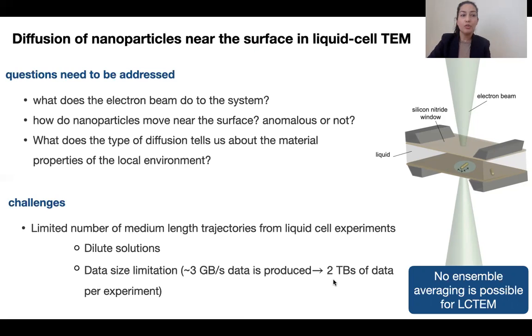What we are trying to do here is answer these questions, considering these challenges, by looking at a model system of gold nanorods that are 60 nanometers long and dispersed in water. As they diffuse near the silicon nitride membrane of a commercial liquid cell, we are trying to analyze their diffusive motion and understand what the electron beam does to the system.